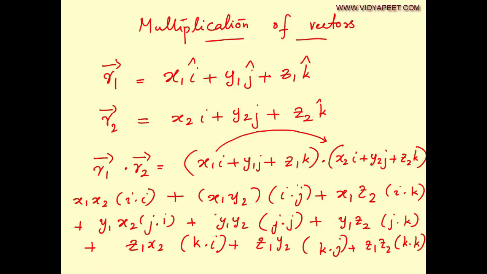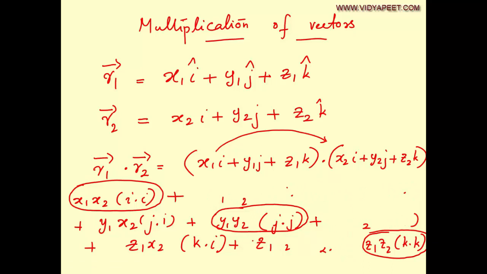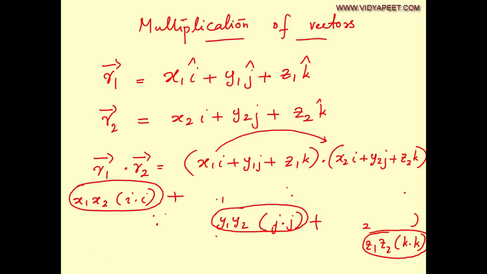Now I know that all these terms like i dot j, i dot k, if they have dissimilar terms, they all will become zero. So only the surviving terms will be x1 x2 into i dot i plus y1 y2 into j dot j plus z1 z2 into k dot k. All other terms will become zero. So I can eliminate all these terms which are in between them. What is left will be only the similar terms.